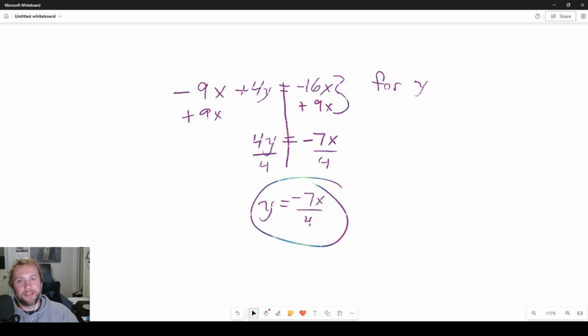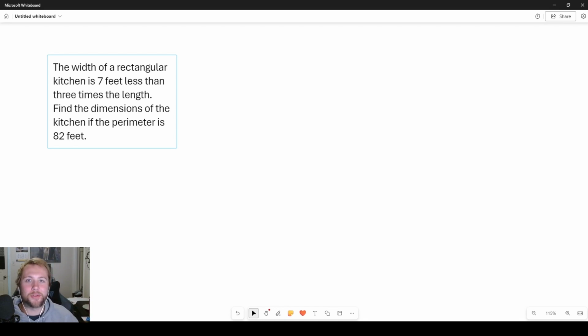Let's dive into it. The first thing you need to do when solving a word problem is to actually read the problem. So let's go ahead and read it. The width of a rectangular kitchen is 7 feet less than 3 times the length. Find the dimensions of the kitchen if the perimeter is 82 feet. Go ahead and pause the video. Try to see if you can draw a picture and draw the length and width, like what those should be or what our equation should be. And try your best on it, and then unpause the video and keep going.